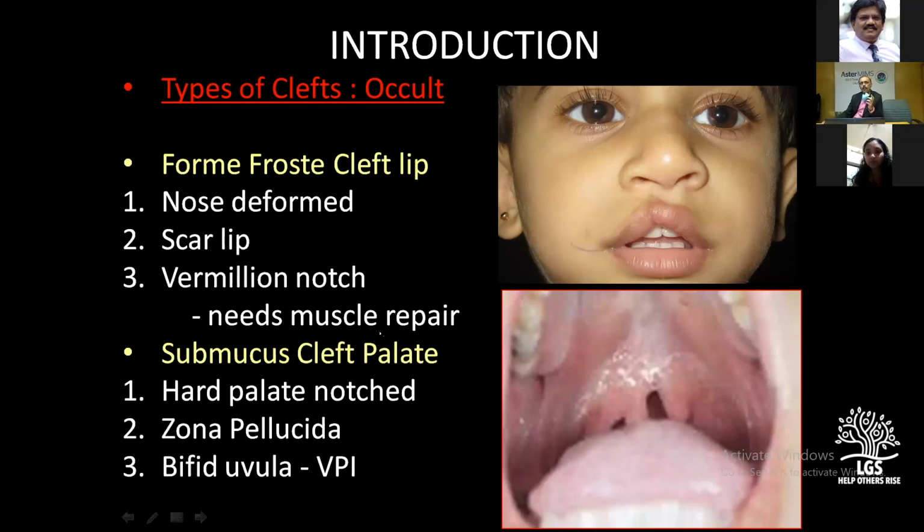What are the forme frustes of the palate? The submucous cleft palate. There is actually no real cleft, but the muscles have not grown across, so we'll end up with a VPI anyway. And what are the indications? You have a bifid uvula. You have a translucent area here, because you have only the mucosa there and no muscles going across. And there's a notch in the back of the hard palate.